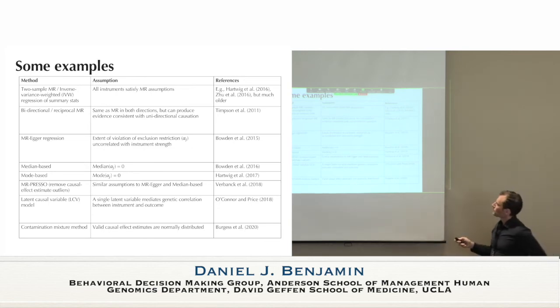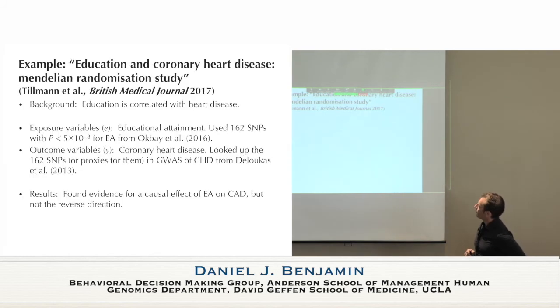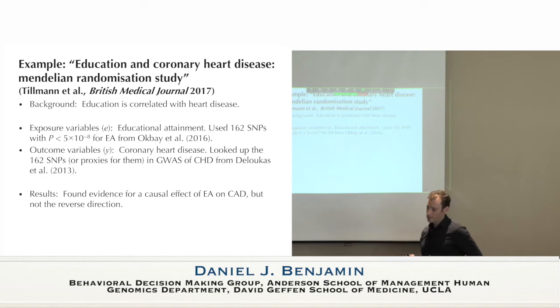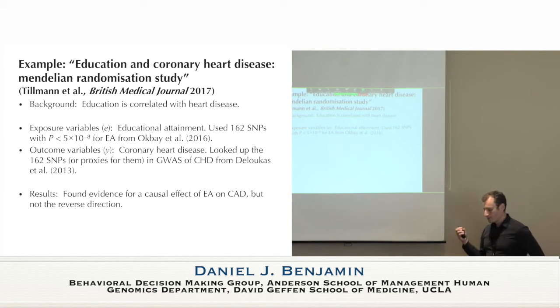OK. So let me give you an example of this kind of study. This is a paper. The background for this paper is that education is correlated with heart disease and also lots of other health outcomes. So this paper wanted to answer the question, does education cause reduced risk of heart disease? So the exposure variable is educational attainment. They're going to do two-sample IV, which means they're going to use estimates of the effect of genetic variants on educational attainment for the first stage.